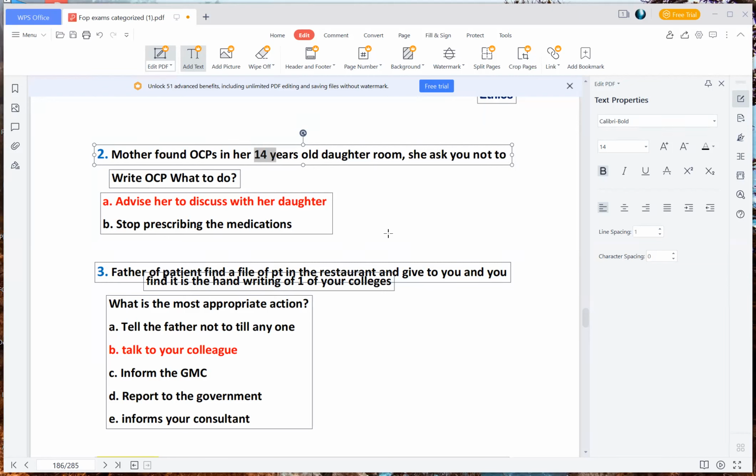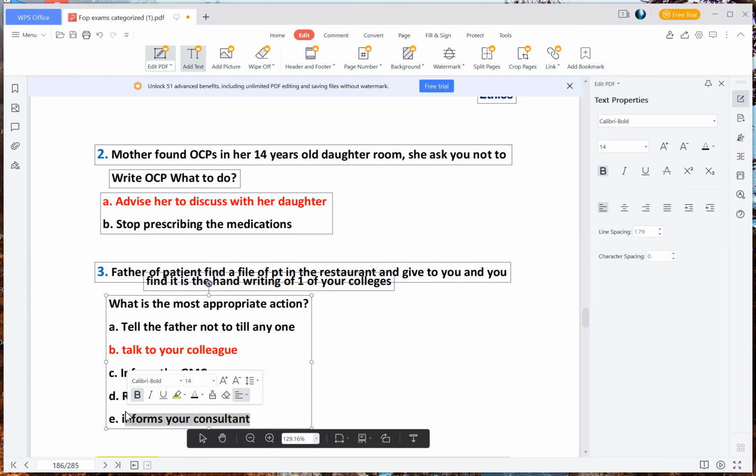Okay, is this question clear? You talk to the colleague the first time that you left the file on the table in the restaurant. If he did the same mistake again, you talk again, that you left the file again, this is negligence. But if the third time he did the same mistake, then you involve the senior and warn him. Reporting to the GMC is a very aggressive step. You won't do these aggressive steps in the first go. Informing the consultant is the third step. This option will become correct if he did this mistake twice before and this is the third time, then you inform the consultant as a warning.